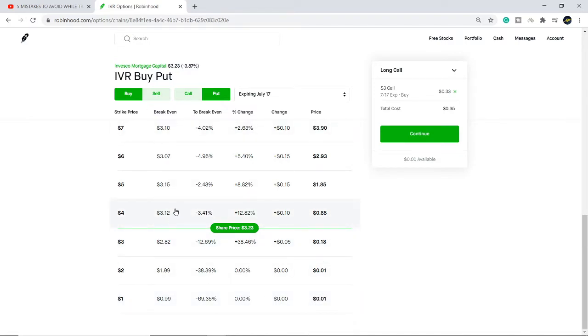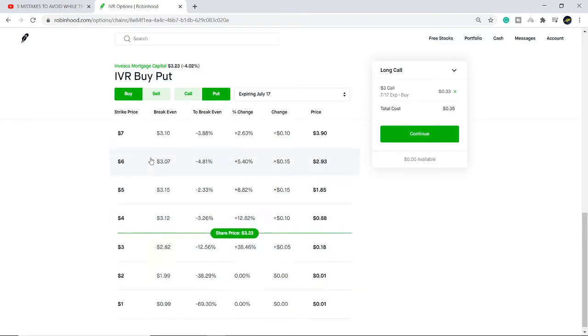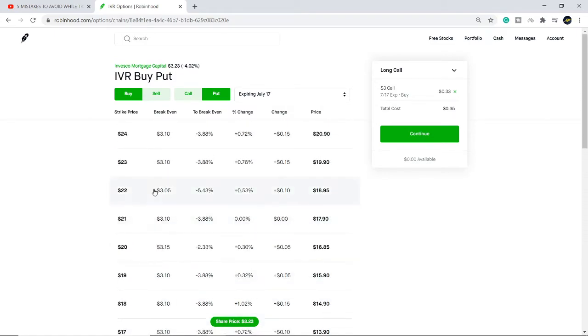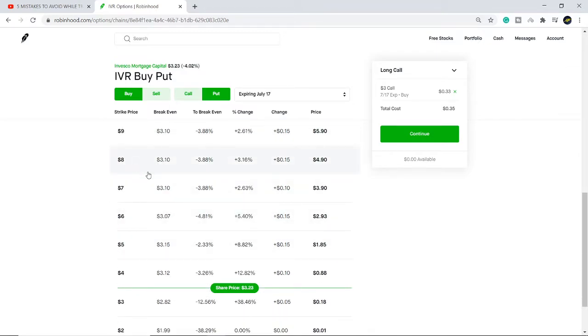Me personally, I like to find an even break-even price. So like right here, you can do, let's see, maybe 310 or something like that, and then you buy that. But yeah, in terms of selling, it's a little bit more complicated than that.